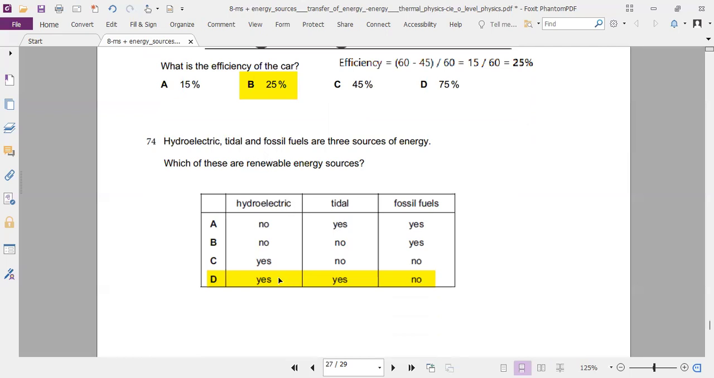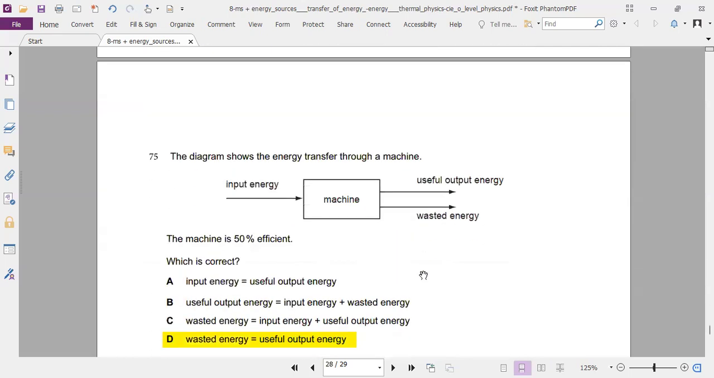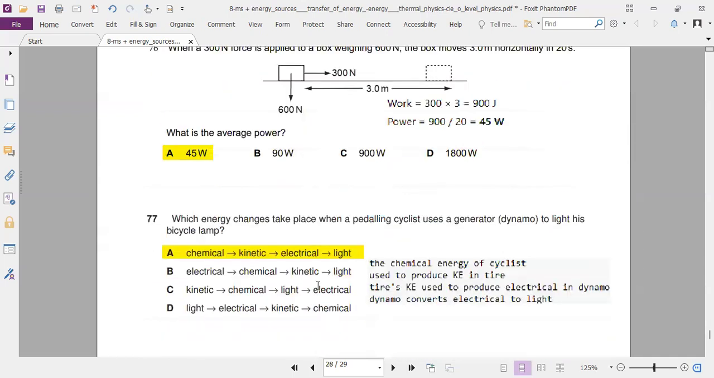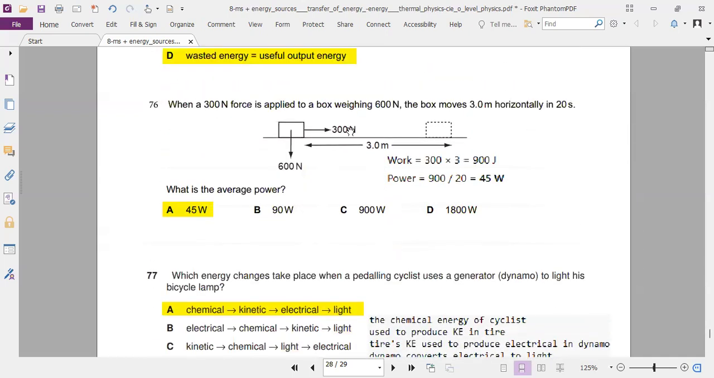Hydroelectric, tidal, and fossil. Hydroelectric, renewable, tidal, renewable, fossil, no. We have done this before. This one, so the block is moved by 3 meters, 300 Newton. So work done will be 900. Power will be dividing by time, and it will be 45.